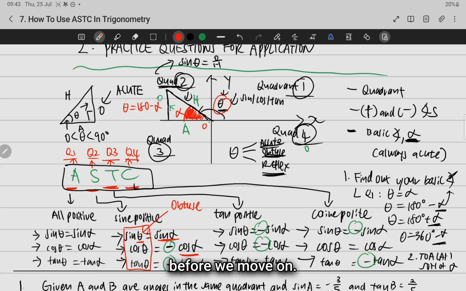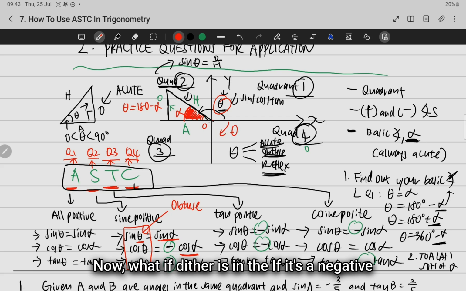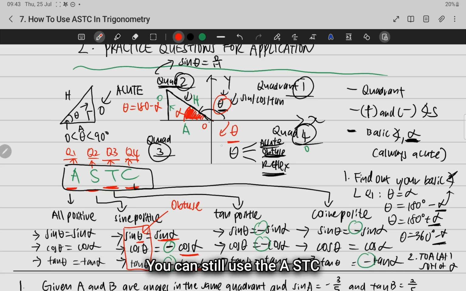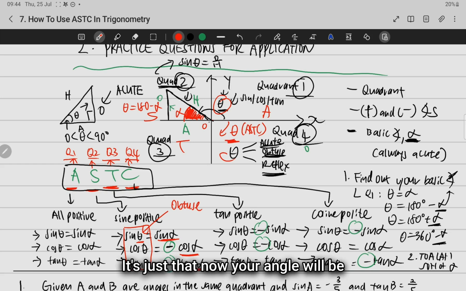Now, just one more concept before we move on. Earlier on, I talked about positive angles and negative angles. Now, what if theta is a negative angle? That means it moves the other direction. It's exactly the same. You can still use the ASTC formula. It doesn't matter, right? It's just that now your angle will be negative theta.